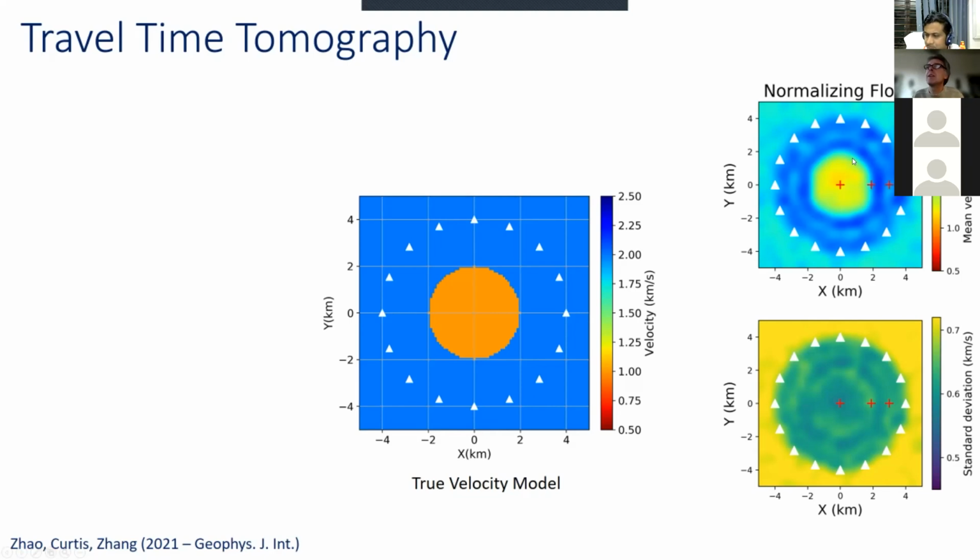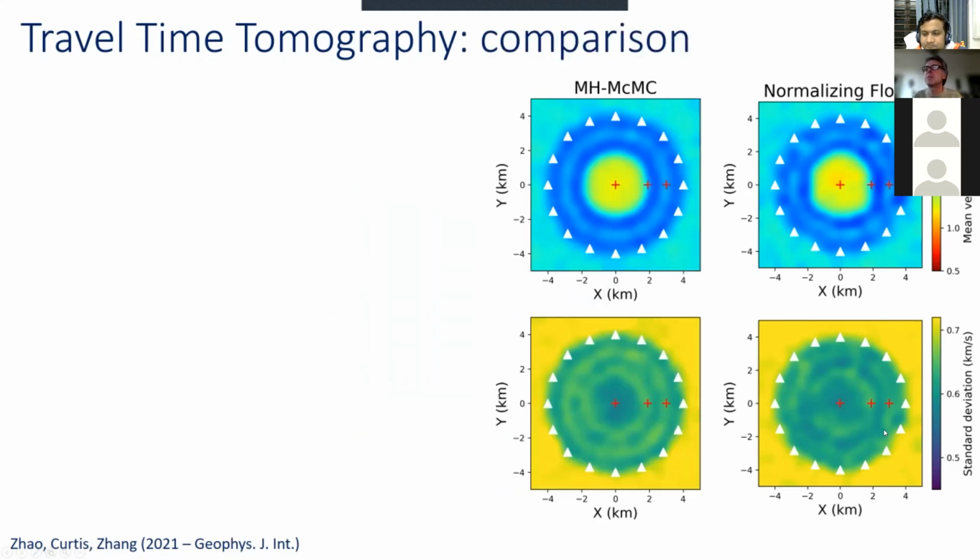Normalizing flows give us a mean structure at the top and a deviation at the bottom. And just as yesterday, we see the low velocity anomaly surrounded by a halo of slightly lower velocities, with high velocities in between and outside again. On the uncertainty side, we see low uncertainties in the middle, and then two halos of higher uncertainties. If I put the results from yesterday's Metropolis Hastings beside it, we see very similar results.